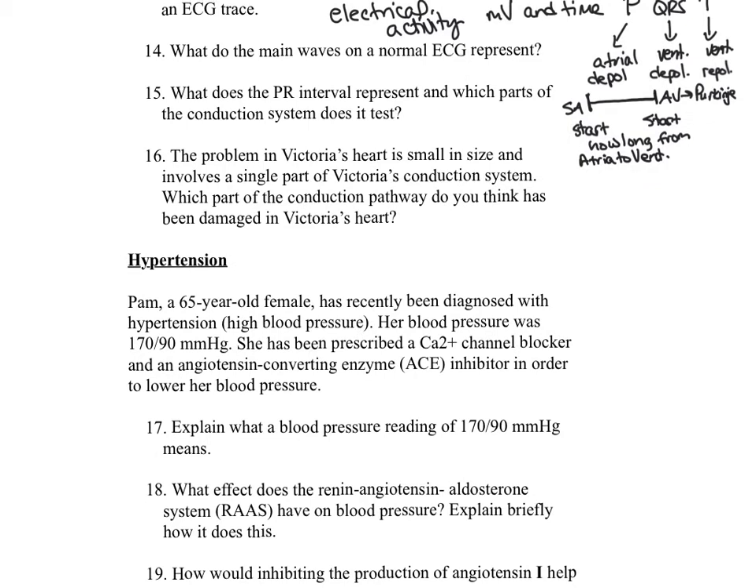Okay, question number 16. The problem in Victoria's heart is small in size and involves a single part of Victoria's conduction system. So which part of the conduction pathway do you think has been damaged in Victoria's heart? The conduction of signal from the atria to the ventricles has to pass through the AV node, as this is the only available pathway to get from the atria to the ventricle. The AV node is a relatively small structure, and if it's damaged, it could increase the PR interval with no other ECG changes.